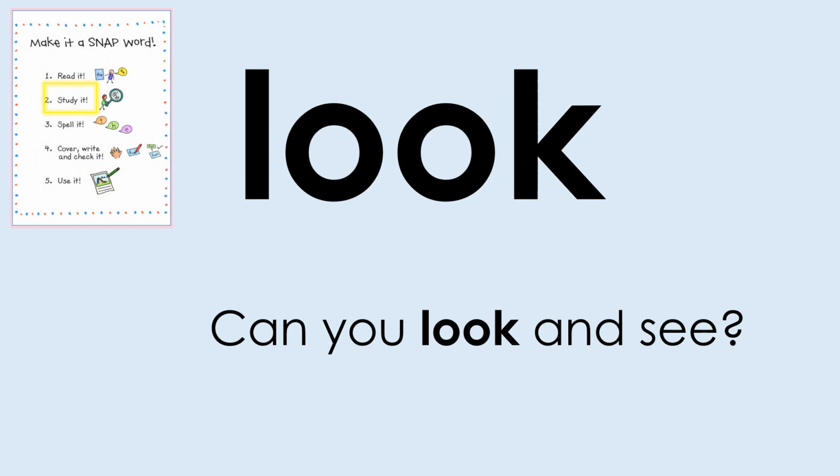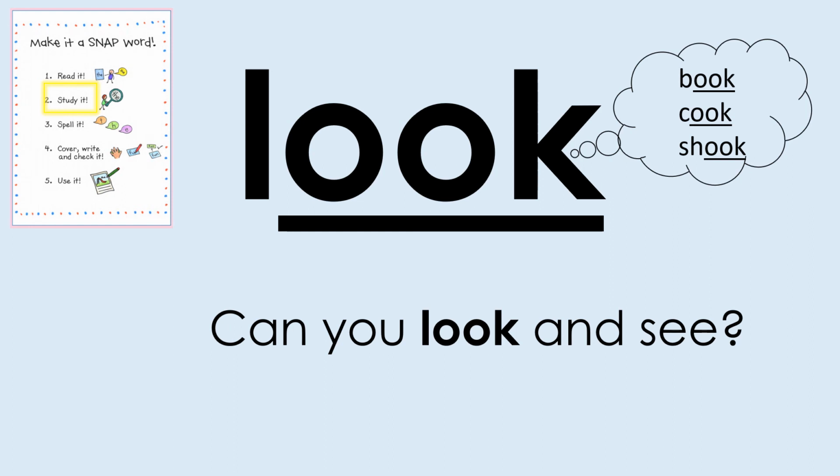Let's study this word. What do you notice about this word? Look has 4 letters, L-O-O-K. It's only one syllable. Look. You may have also noticed the 2 O's in the middle. It's a vowel team. It makes the sound like in book, look. And friends, I think that look is a power snap word because look reminds me of so many other words like book, cook, and shook. Do you see anything that these words have in common? Yes, they all have the double O-K. Ook. Look.